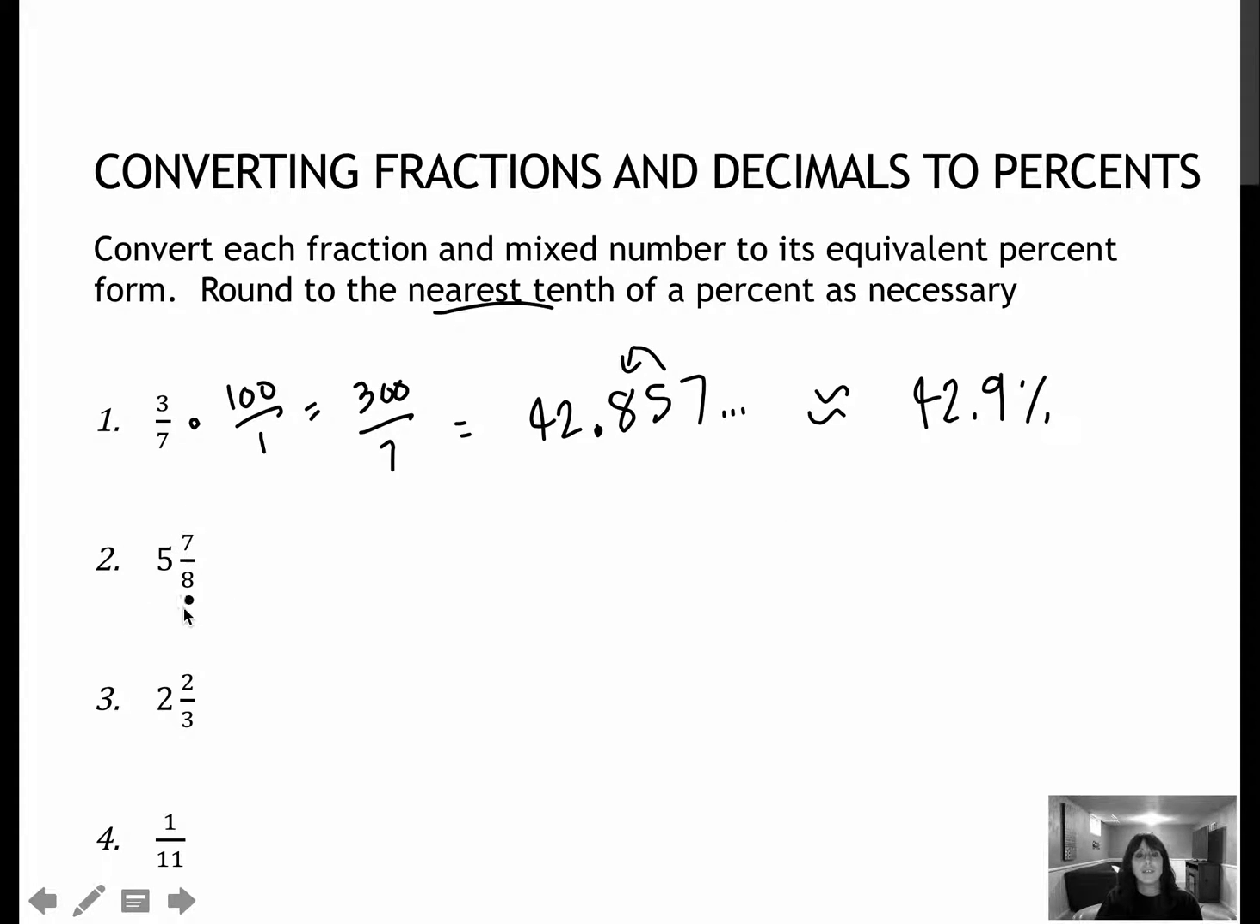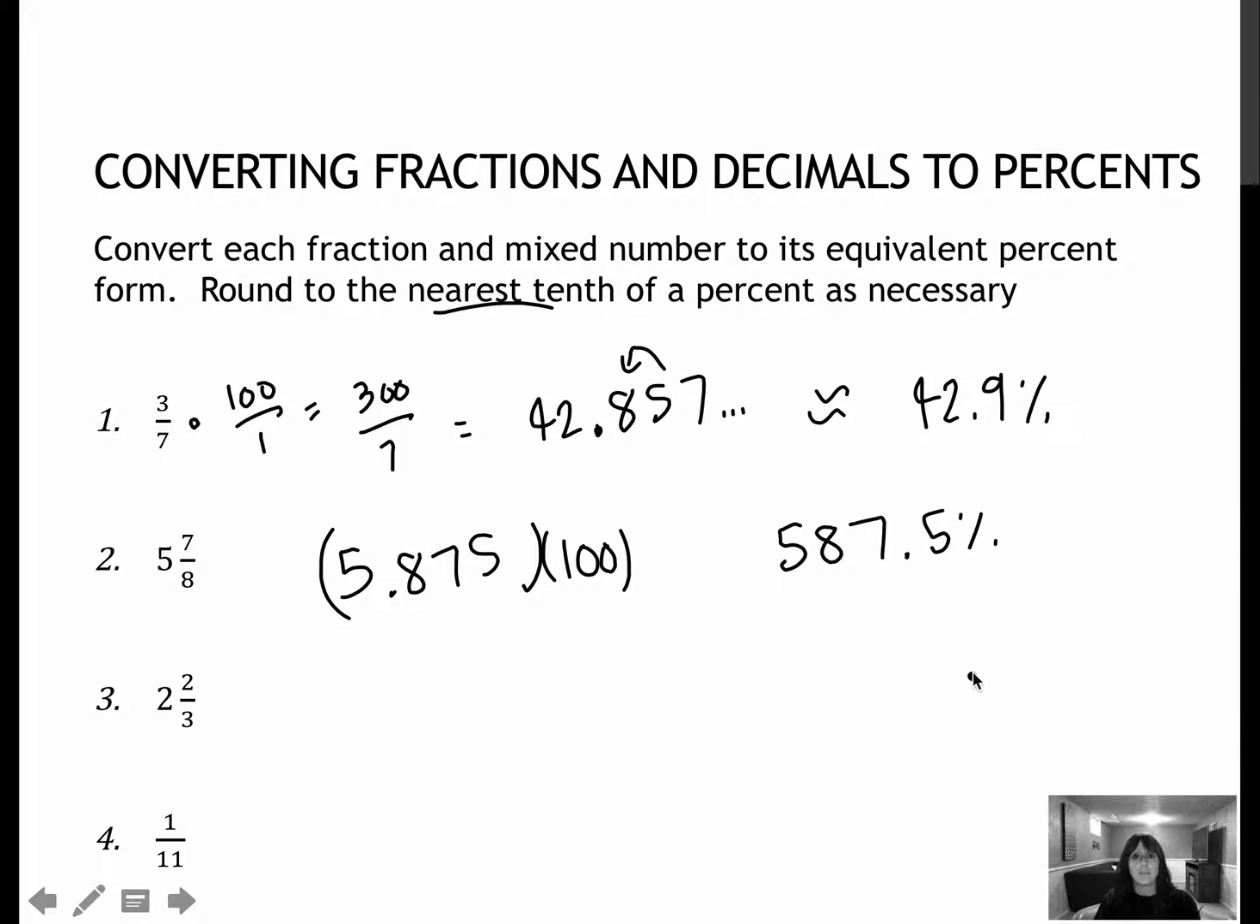5 and 7/8. 7/8 actually does turn into a nice little decimal for us. But that 5 is a little bit frustrating because it's a whole number. So again, I have two choices. One choice is to leave the 5 out front. Go ahead and reduce the 7/8. So 7 divided by 8 is 0.875. Take that value times 100. And taking it times 100 would, of course, move it to the right. And so that would give me 587.5%.